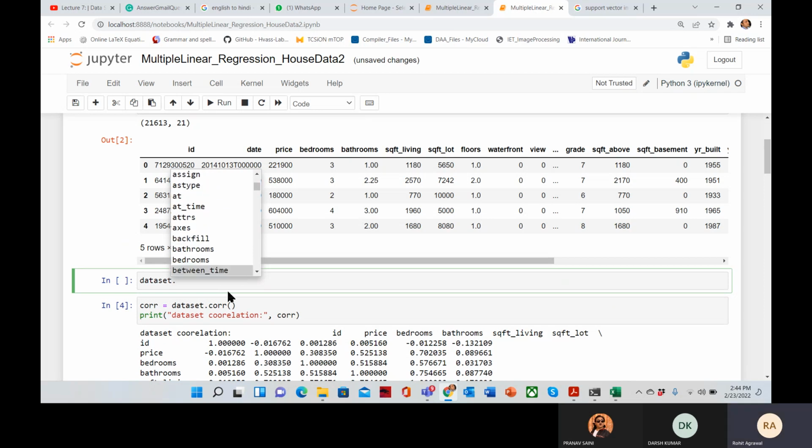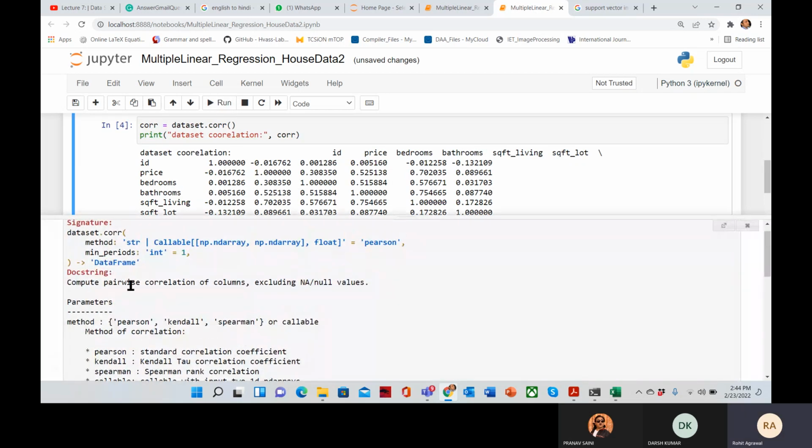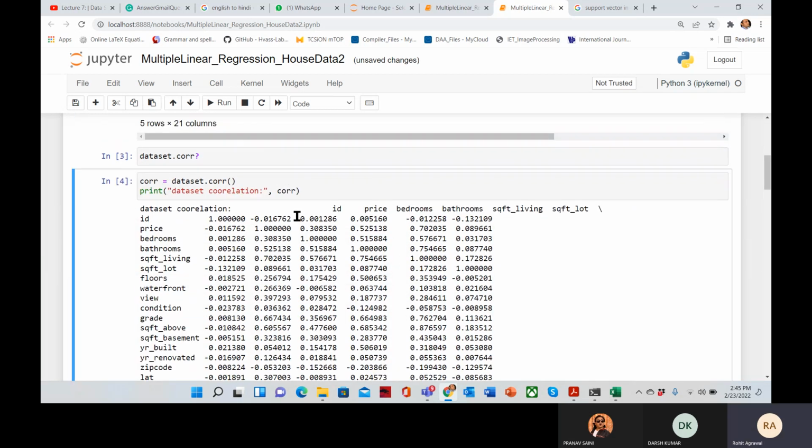You can see. So what am I using? corr. This one, you can see this one. Just put a question mark and read about this. Yeah, compute pairwise correlation of columns, excluding NA values, null values, not numeric values. It will exclude all of those. Okay. So this is already available in pandas. So this is just data set dot corr. I'm just printing this.